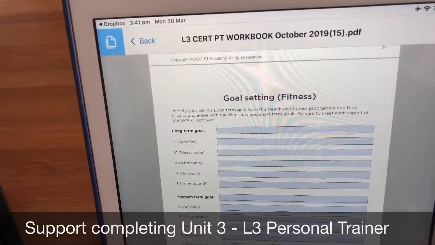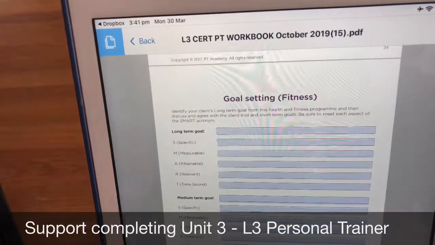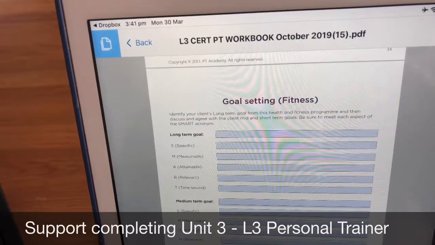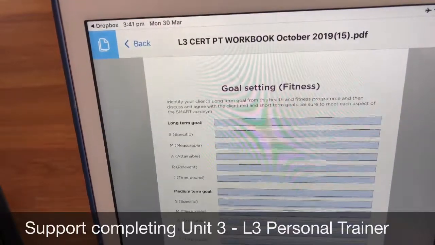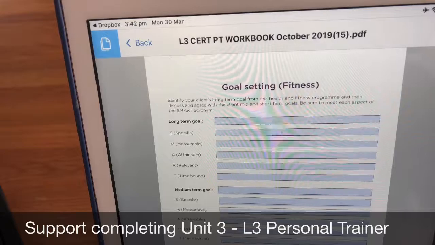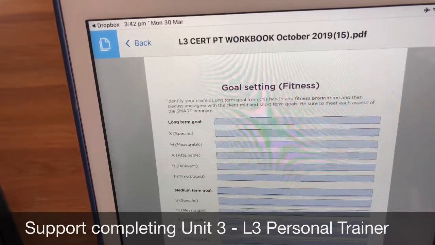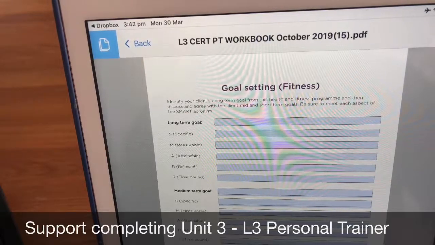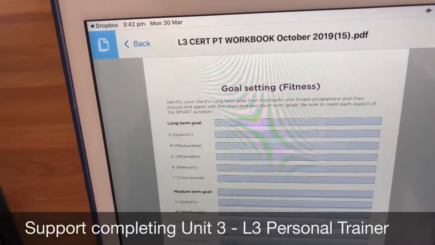So our SMART goals have to be short, medium and long term. And typically a short term goal would be looking for a 4 to 8 week period. A medium would be looking at 12 to 24 weeks, and then a long term is 24 to 48 weeks. So we're looking at just under a year, around a year would be a long term goal.